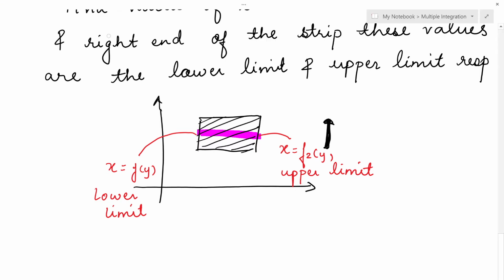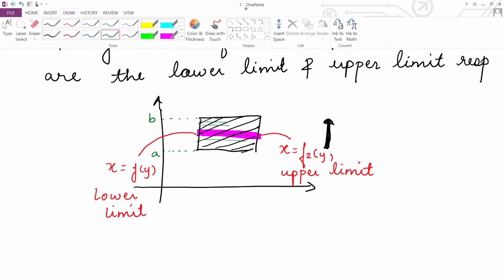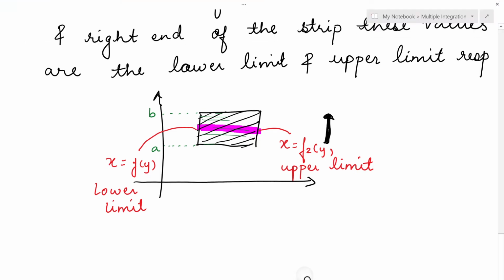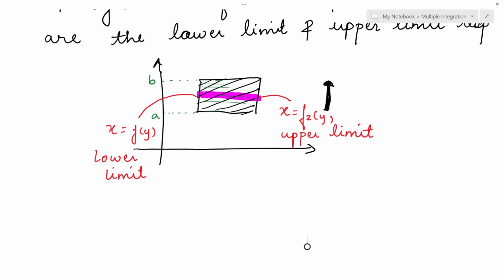Now for the outer limits, you know that you have to find the value of y. So if this is constant a and b and you know that the strip travels from down to up, that means first the strip will be over here, then it will be over here, then it will be over here, then it will be over here, and it will go up till the last point. So the strip will travel from down to up. Right? So that will be your outer limits.